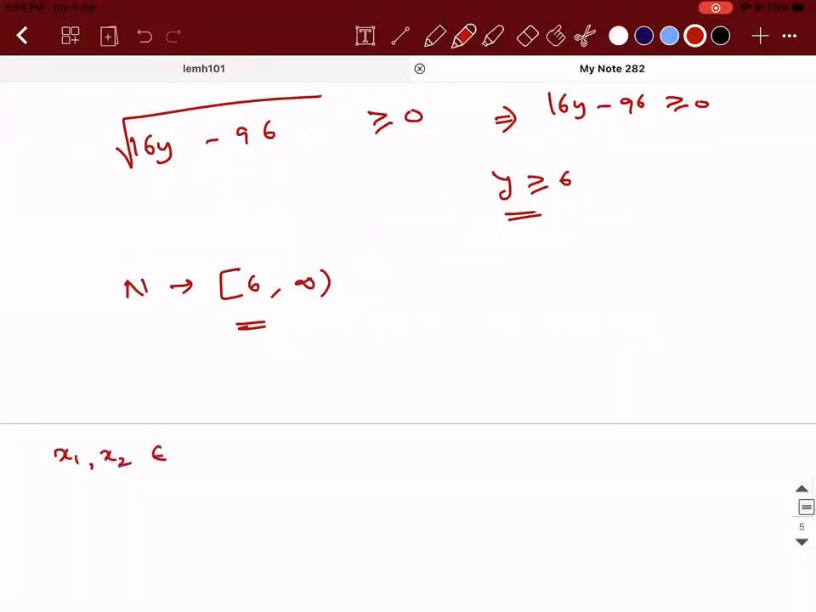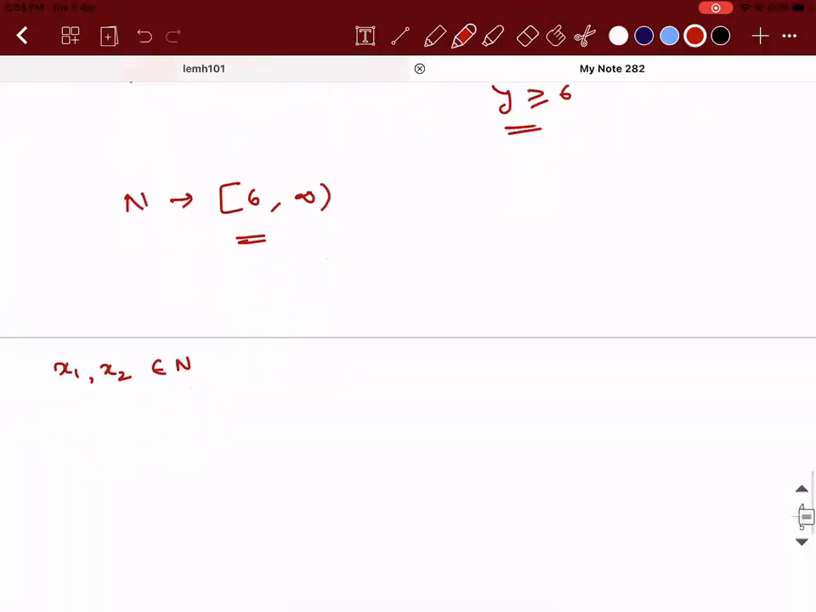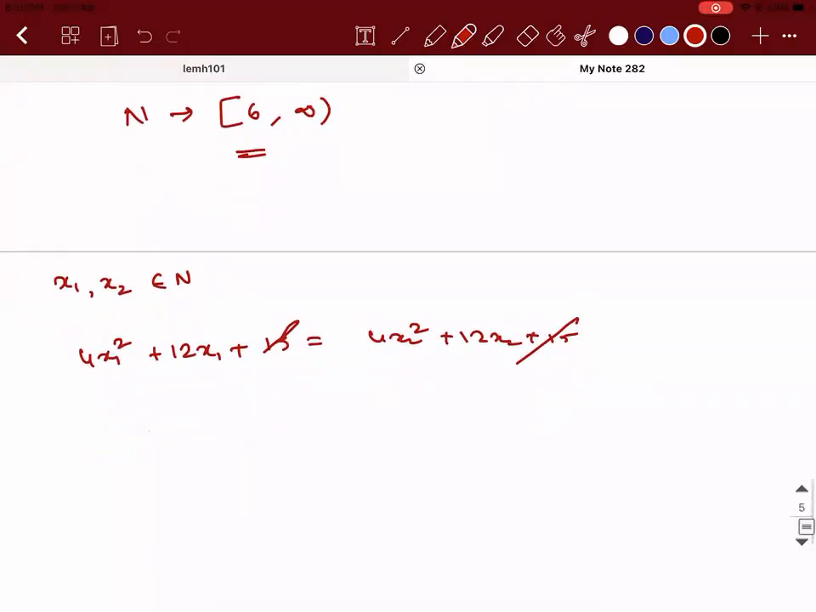x1 comma x2 belongs to the natural number set. So 4x1 square plus 12x1 plus 15 is equal to 4x2 square plus 12x2 plus 15. 15 are gone. Bring 4 to the other side. So 4 into x1 minus x2 into x1 plus x2 is equal to 12 into x2 minus x1.